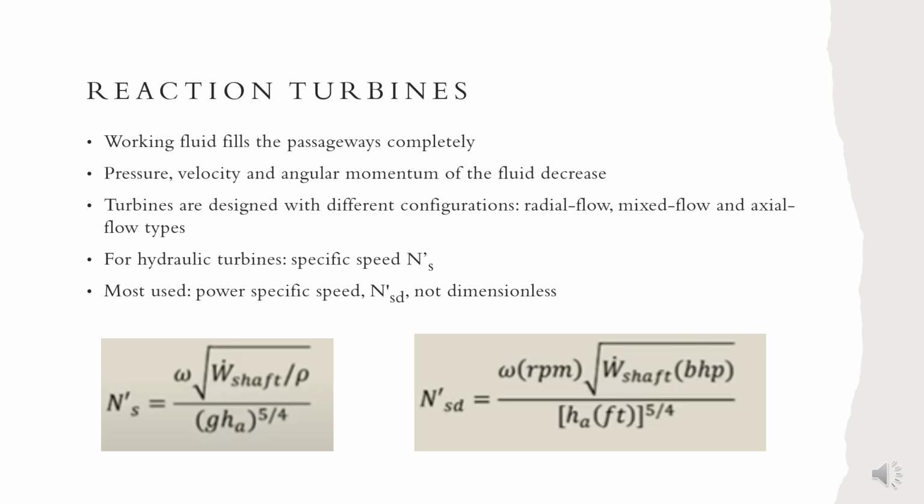Similarly to pumps, turbines are designed with different configurations: radial flow, mixed flow, and axial flow types. It is necessary to determine which type of turbine will be best fit to do certain operations before detailed design work is done. Using the specific speed parameter NS can help to provide this information. For hydraulic turbines, the N prime S can be calculated by the equation shown here on the left. But the most common parameter used is the power specific speed, N prime SD, which is not dimensionless and can be calculated by the equation here on the right.